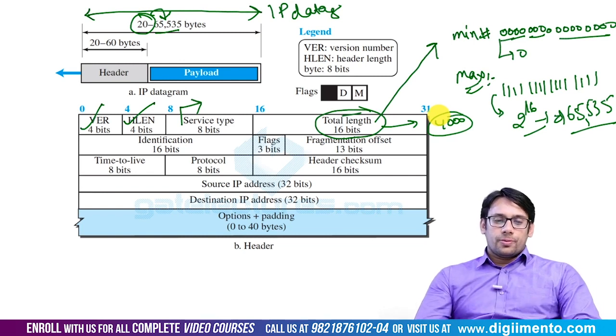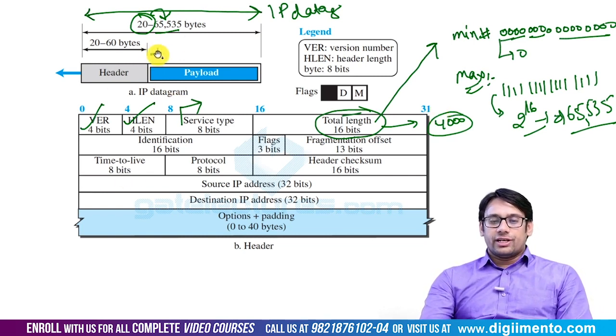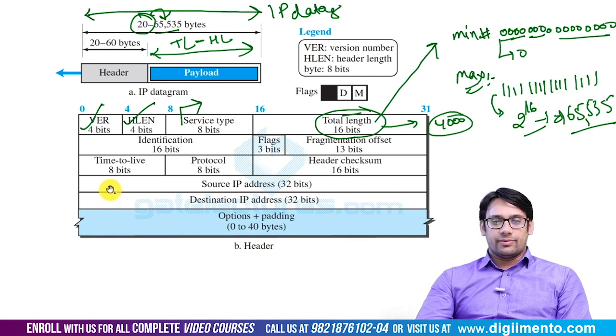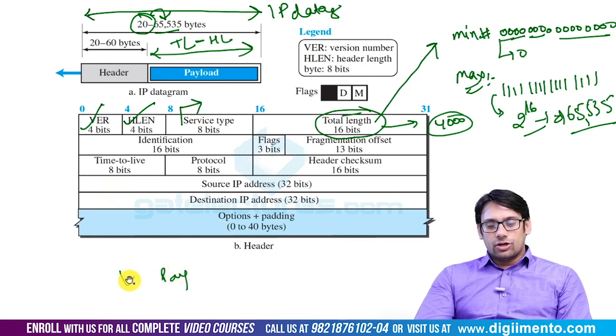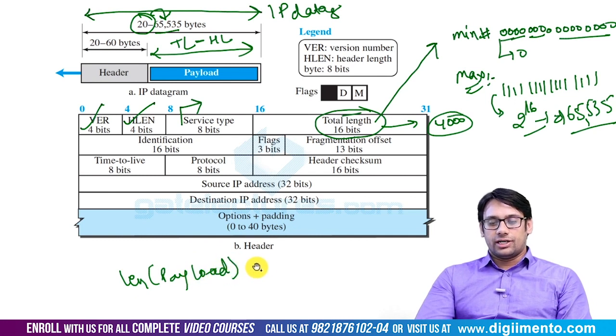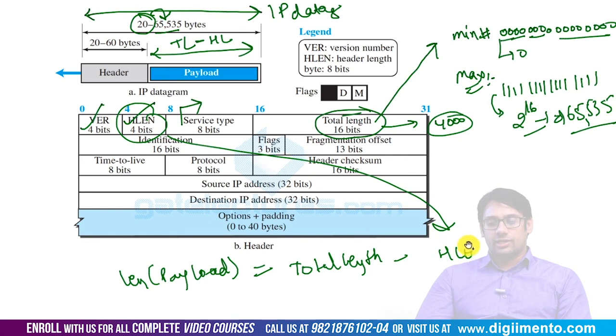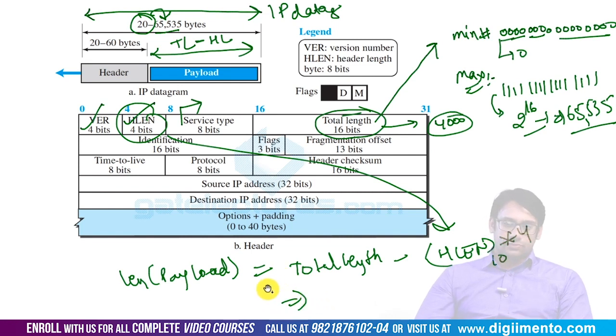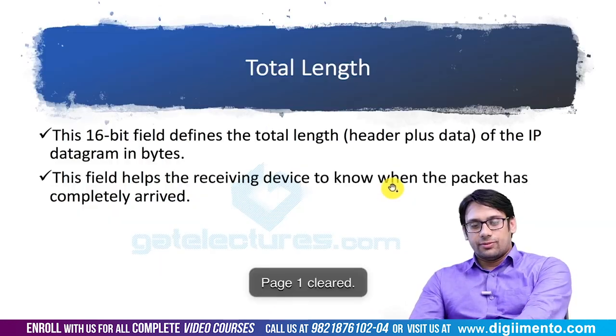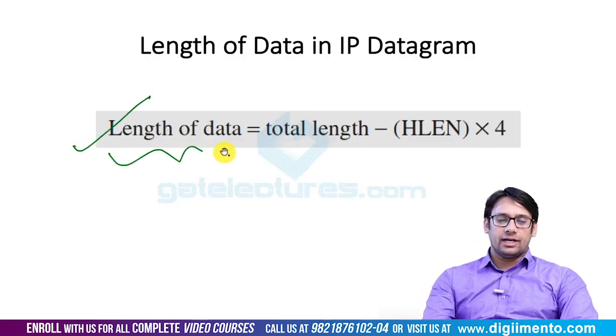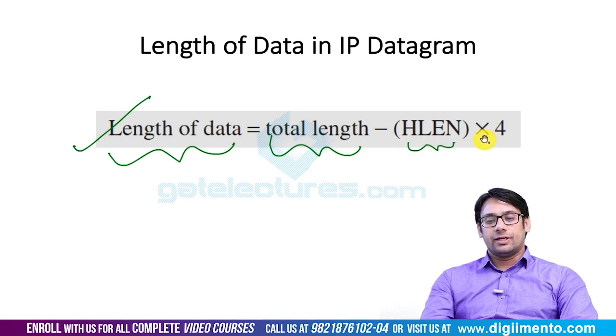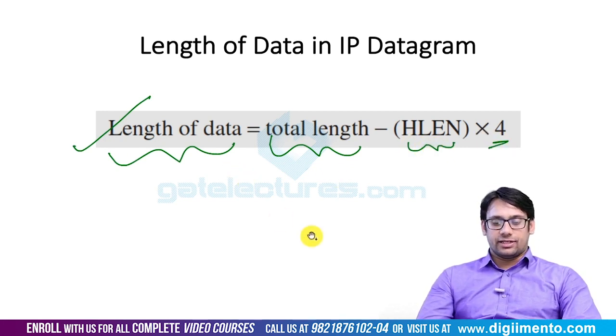Okay. So if you know the total length of the packet and you want to find out the length of the payload, then it will be total length minus header length. So if you want to find the length of the payload, it is going to be total length minus whatever information is stored here in the header length in decimal, multiplied by 4. So you'll get the payload length. Just look at this formula here. The length of the data packet is the total length field minus the header length field multiplied by 4. So you'll get the length of the data packet. That is the total length field.